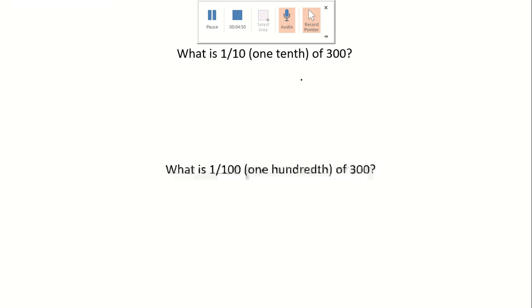I had these ready for anyone who needed them. So what is 1/10 of 300? Well, that is 300 divided by 10. Move the decimal place, becomes 30. 1/10, that means we're dividing by 10. What is 100th? Well, that means we're dividing by 100.